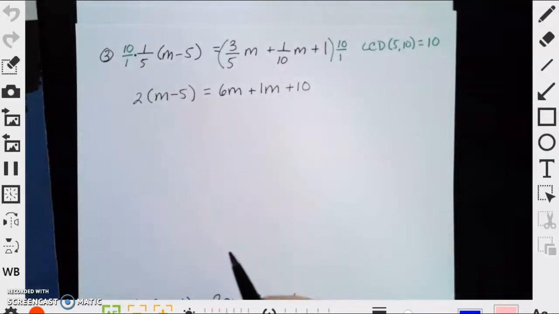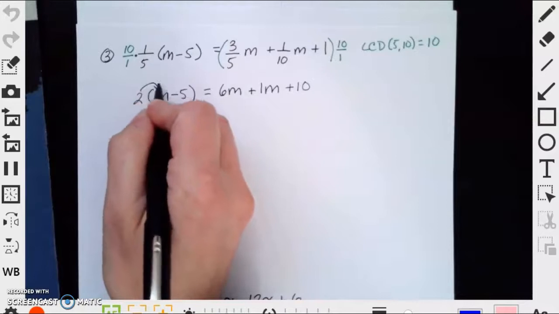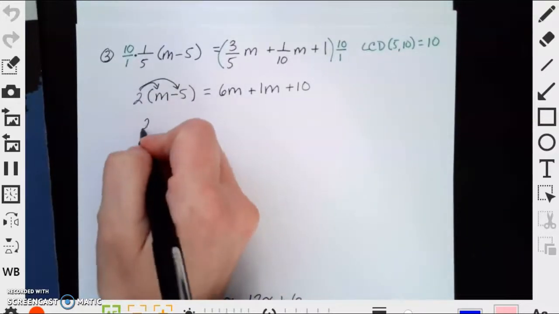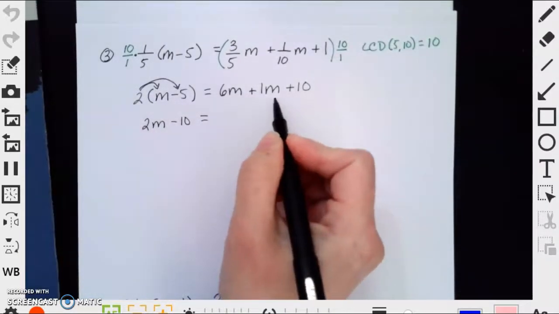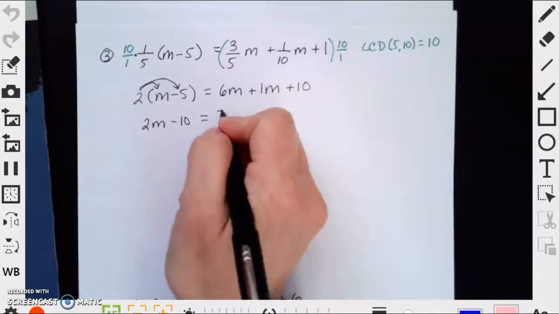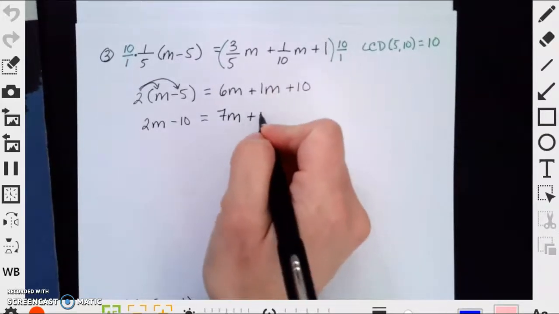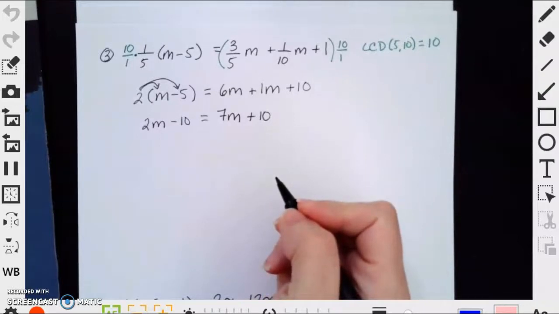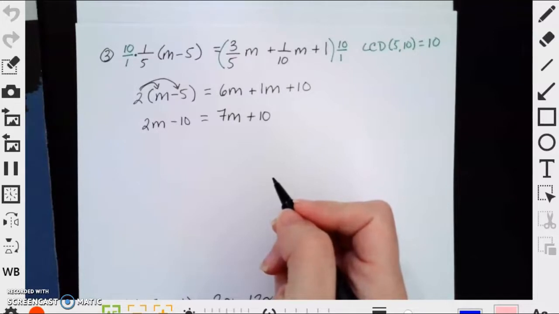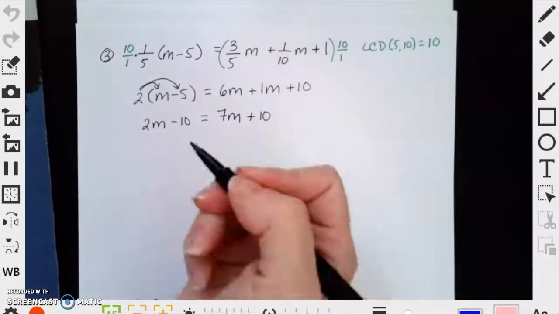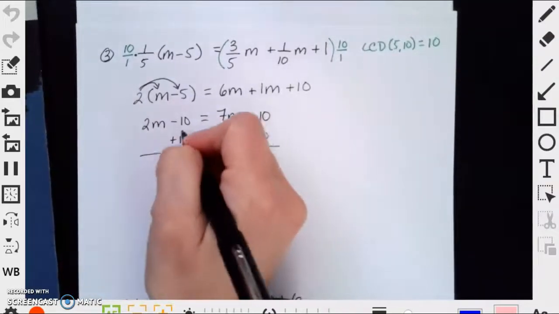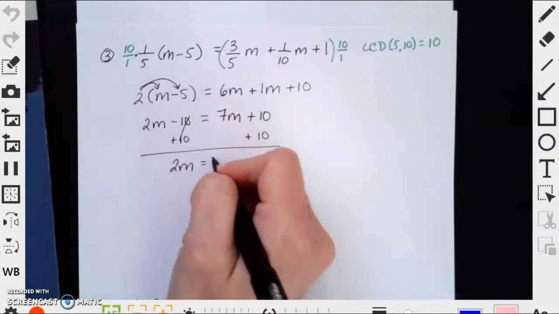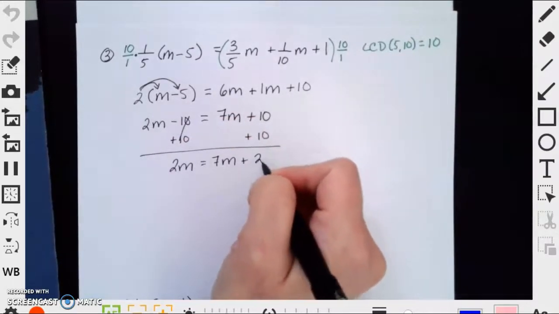So I can simplify each side of my equation, distribute here, 2 times m, and then 2 times negative 5, gives me 2m minus 10, equals, on this side I combine like terms, 6m plus 1m, 7m plus 10, and then I want to start to use the addition or multiplication principle to get the variable on one side and to get the constant on the other. So maybe this time I decide to add 10 to both sides. So that gives me 2m equals 7m plus 20.